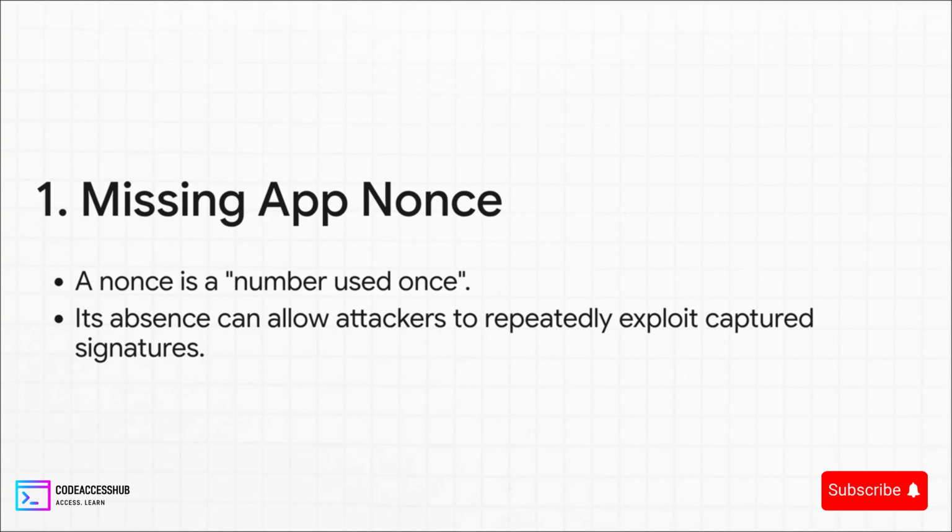First on the list, the missing application nonce. Okay, so a nonce is just a fancy term for a number used once. Think of it like a one-time use ticket at a fair. A well-built app will require a new ticket for every action. But if the developers forget to include a nonce, an attacker can take one signature, one ticket, and just use it over and over and over again inside that same application.